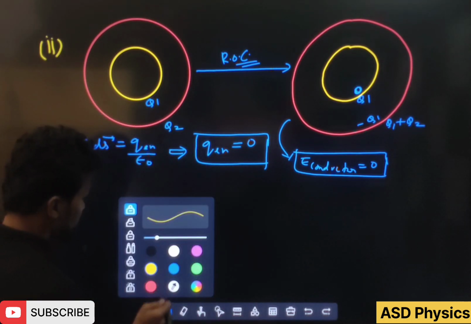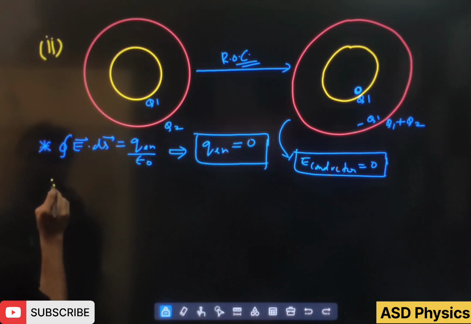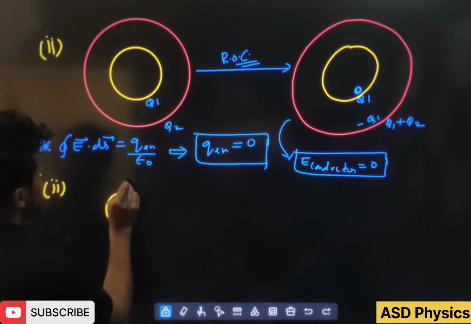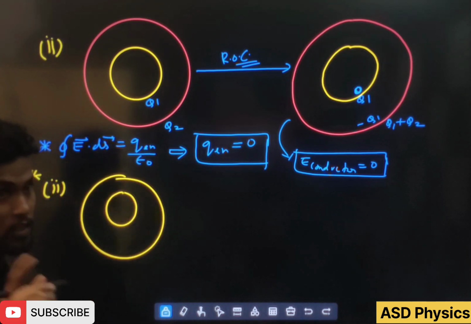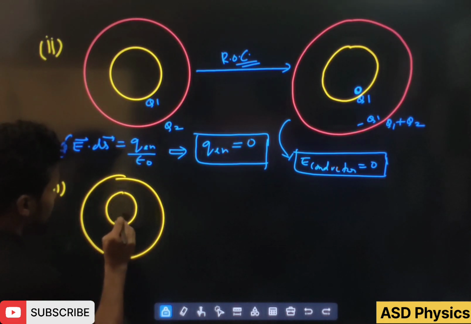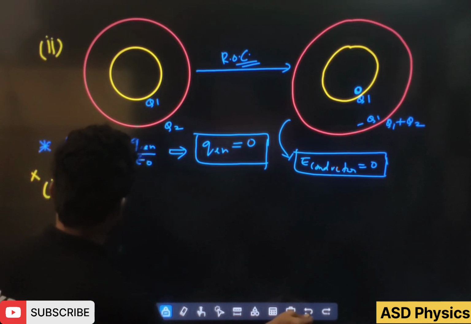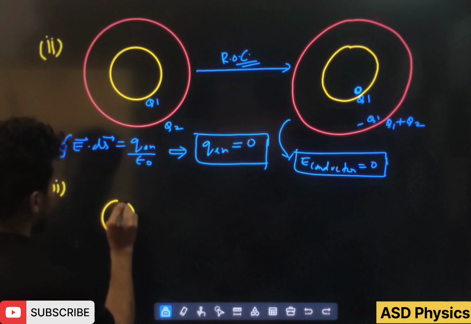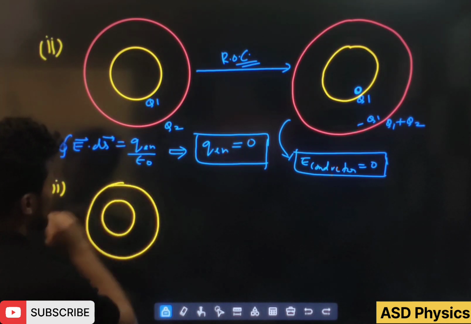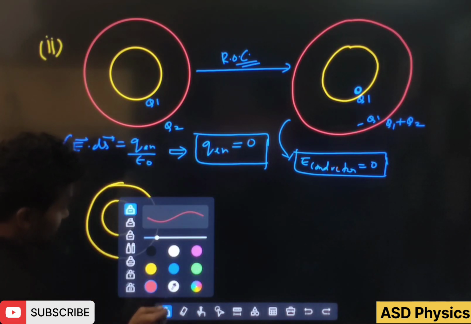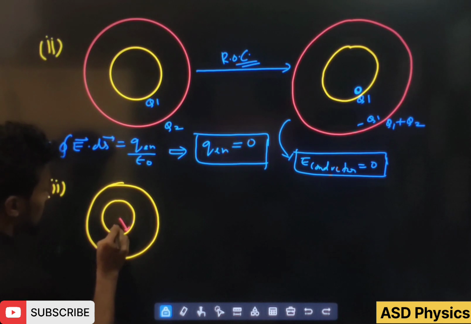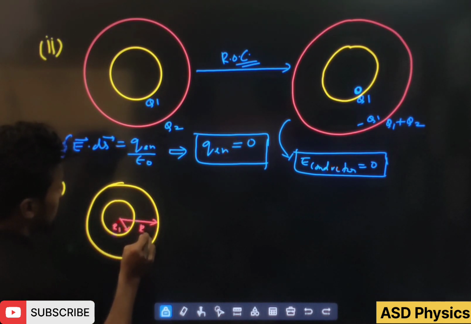Okay. Now students, for the same thing, second, I will do the grounding. Let's take an example here. It should look somewhat similar at least. And here let me take the radii, this one R1 and this one R2.